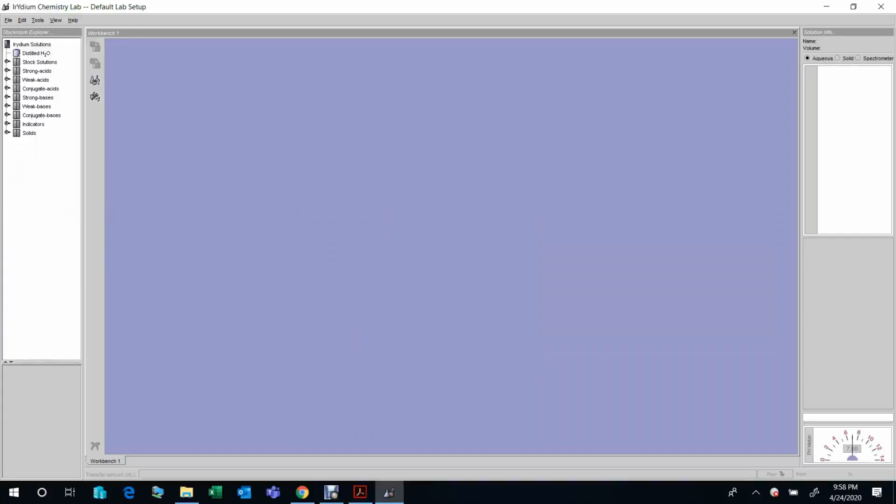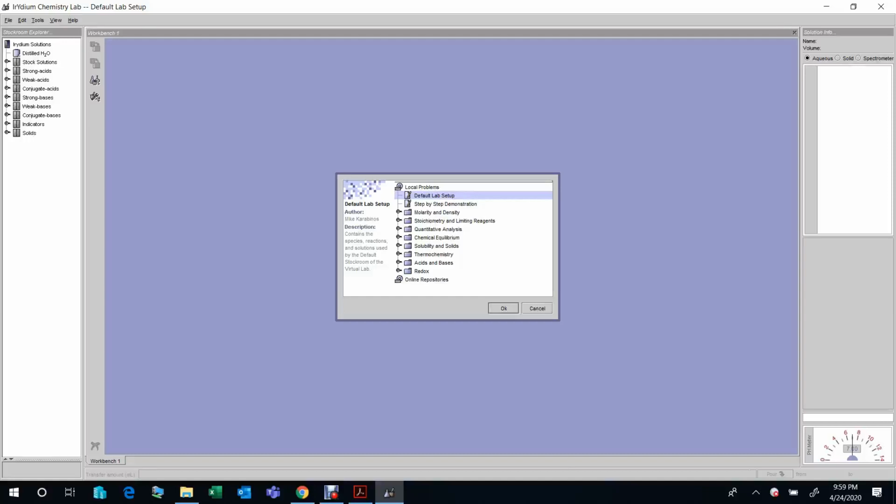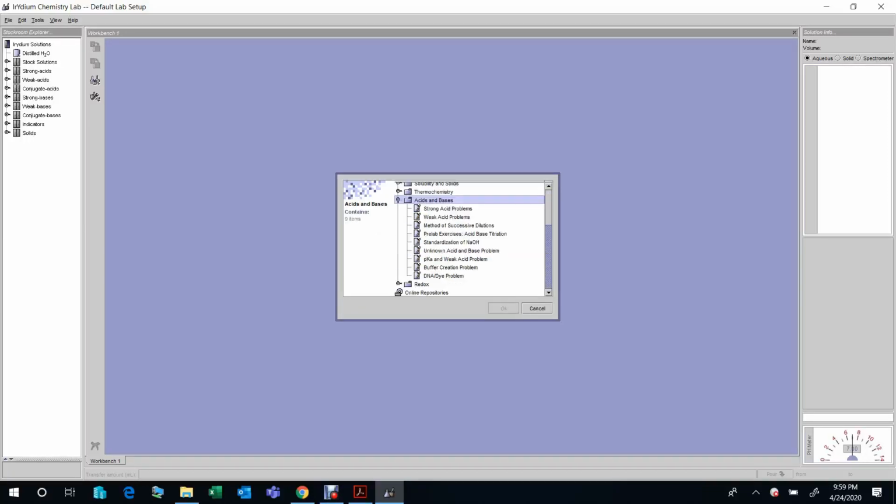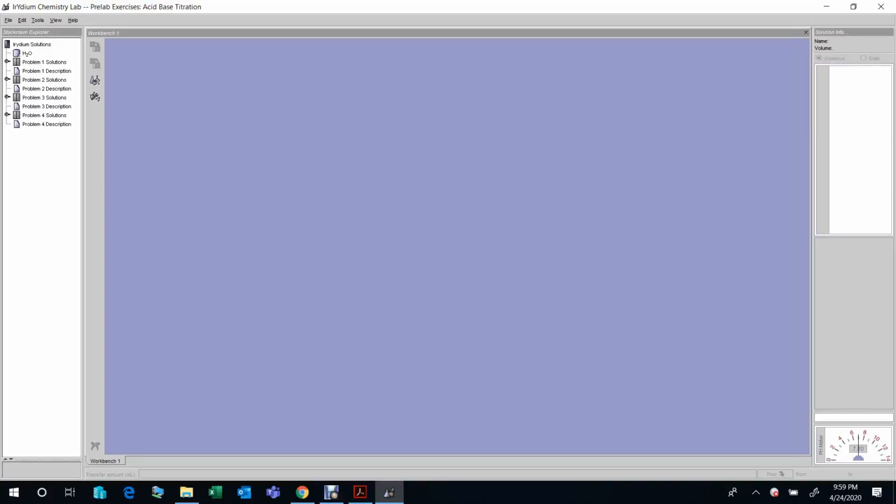Wait, let me see. Can we make it bigger? Oh, it seems that we cannot make it bigger. Okay, we can just use that. So we first need to load acid and base, and then the pre-lab exercises here.